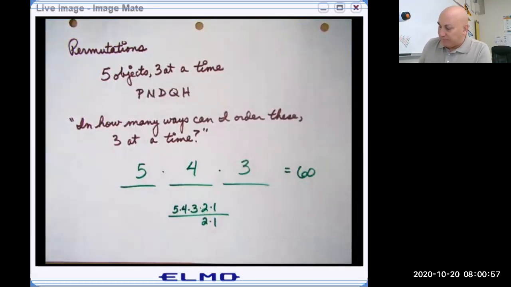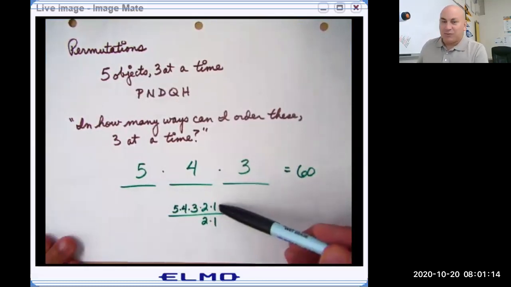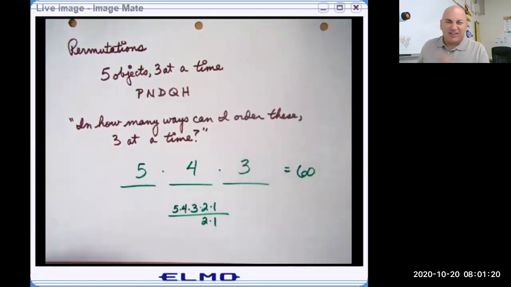of ordering them. Now I'm gonna write 5 × 4 × 3 as 5 × 4 × 3 × 2 × 1 divided by 2 × 1. And you'll see there is a method to my madness. By the way, you recognize this? How else might we write 5 times 4 times 3 times 2 times 1? That's coming up.